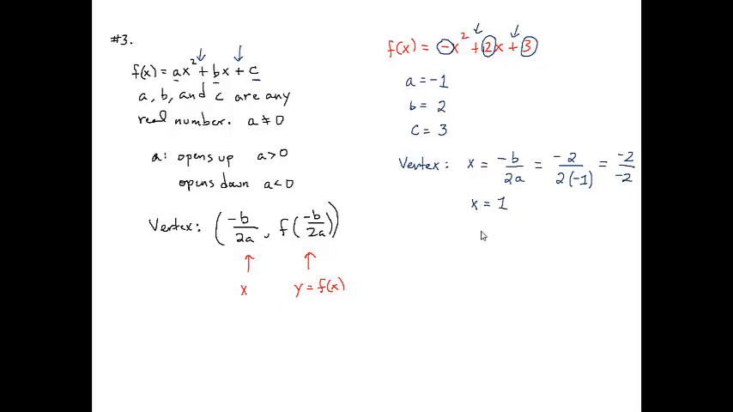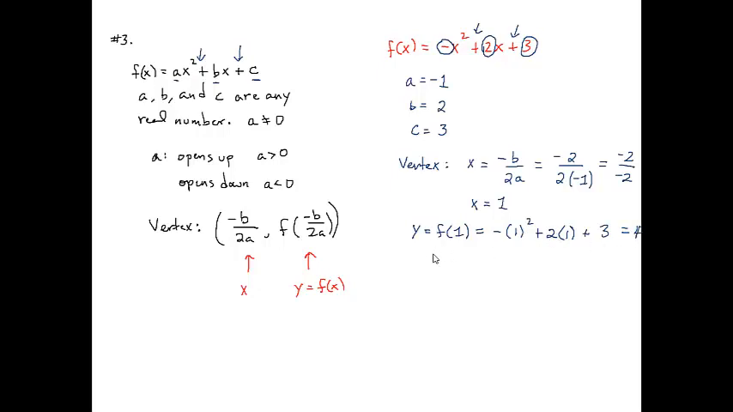Good. Now, how do you find the y? That's right. You plug it back into the original function. So that's negative 1 squared plus 2 times 1 plus 3. And we have, what is that? 4?